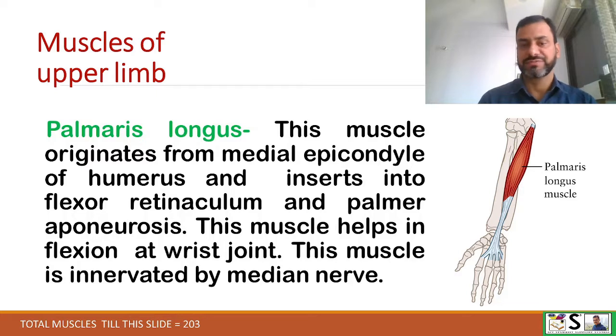Palmaris longus. This muscle originates from the medial epicondyle of the humerus and inserts into flexor retinaculum and palmar aponeurosis. This muscle helps in flexion at wrist joint, and this is innervated by median nerve.